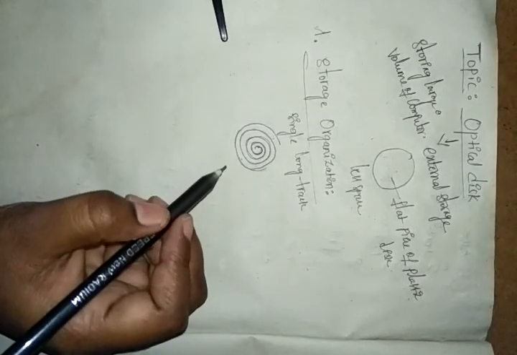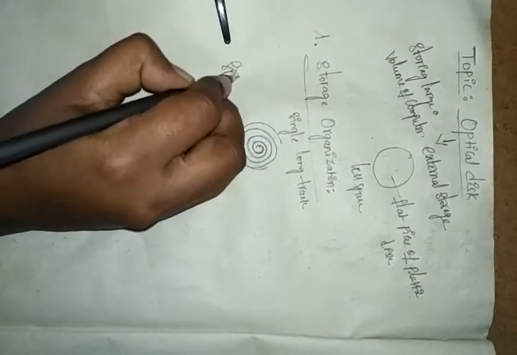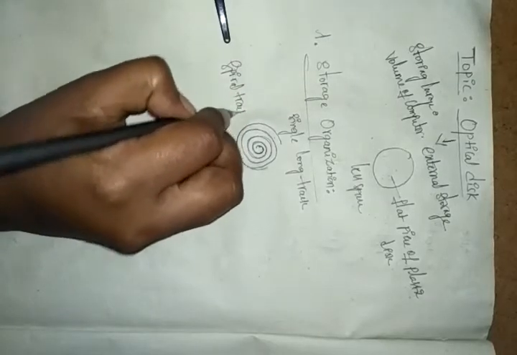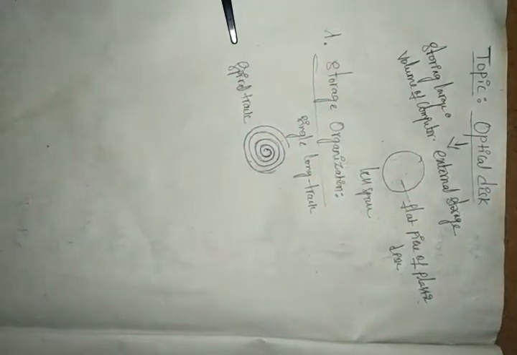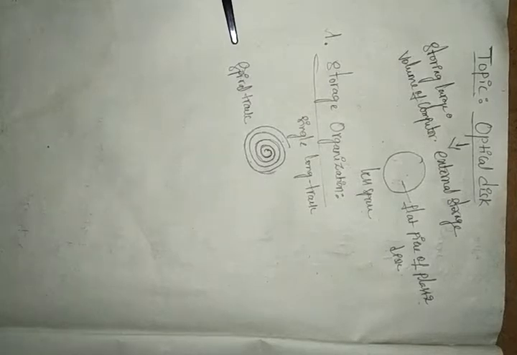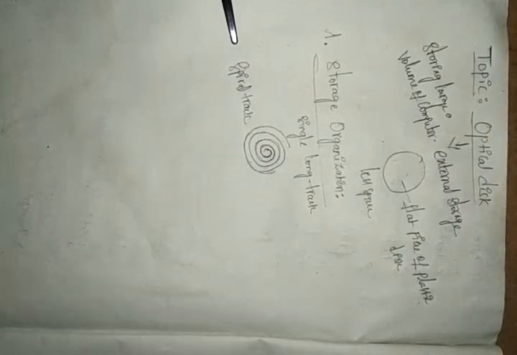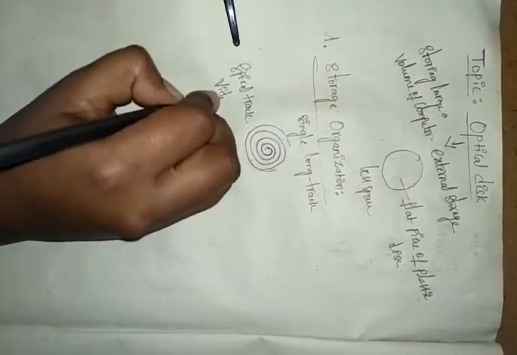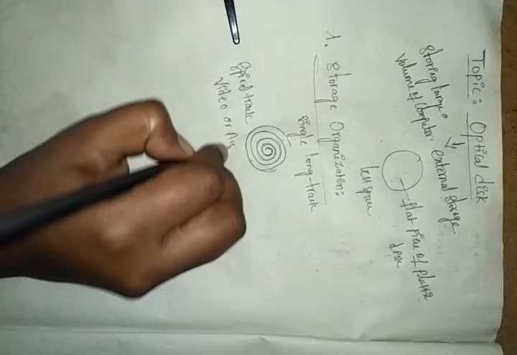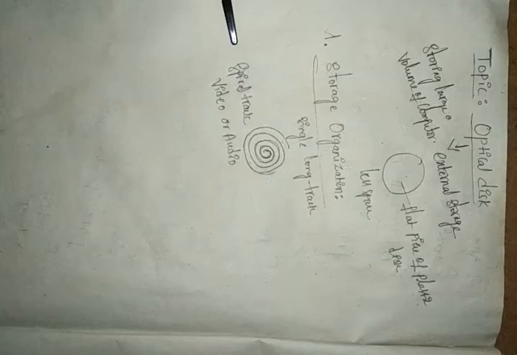Here it has a spiral track. This spiral track is mainly used to read large blocks of data, so that the data can be arranged in a sequential manner. What we store there may be videos or audios, and these are stored in sequential order in the spiral track.